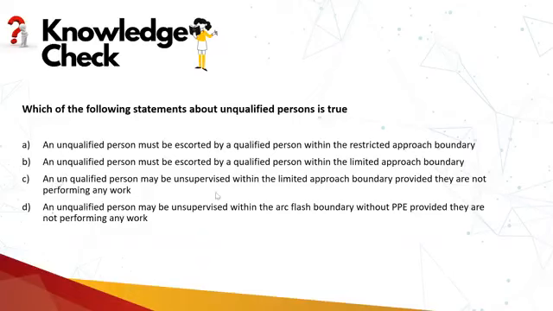An unqualified person may be unsupervised within the limited approach boundary provided they are not performing a job. No, this is wrong. They cannot remain unsupervised. An unqualified person may be unsupervised within an arc flash boundary without the PPE provided they are not performing a job. So an unqualified person cannot remain unsupervised within the arc flash boundary. So only B is the right option.